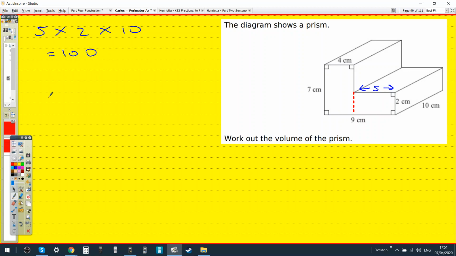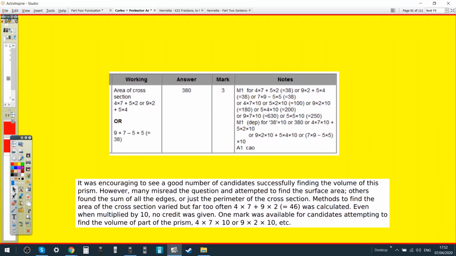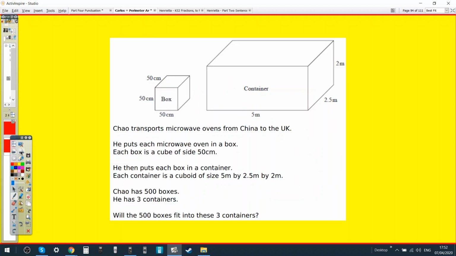And then you do 7 times 4 times 10, which is 280. And then add them together, which is 380 centimeters cubed. Perfect. Wow, 4 marker. Great. Wait, no, this is 3 marks. That's a 4 marker.